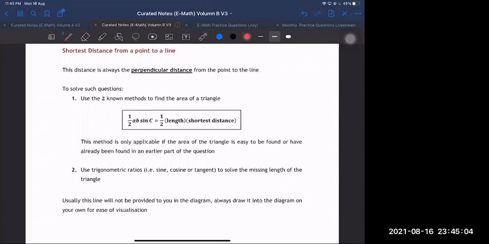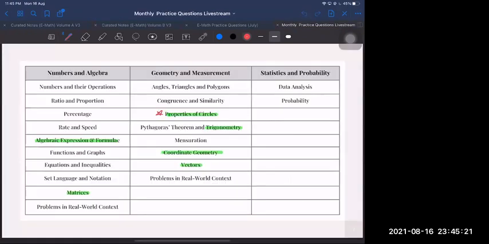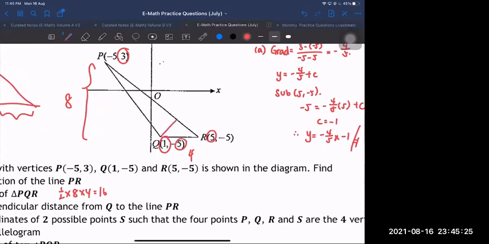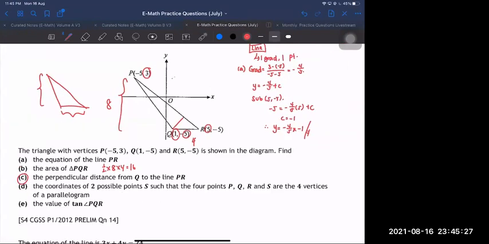And this method is always used in conjunction with questions that ask you to find the area of a triangle. Every time, I'm pretty sure the question is designed this way: one of the parts will ask you to find the area of a triangle, and the next part will ask you to find the perpendicular distance. That is the fastest way to solve the question. Because we know that this is the perpendicular distance, the first thing to do is to figure out the length of PR.